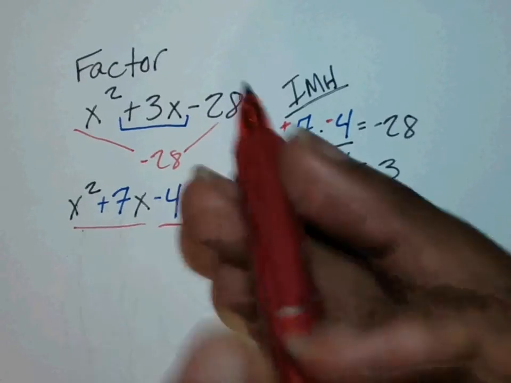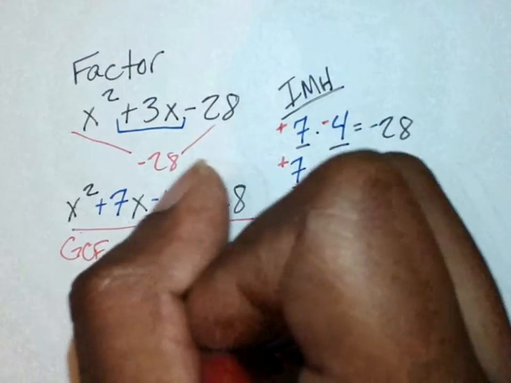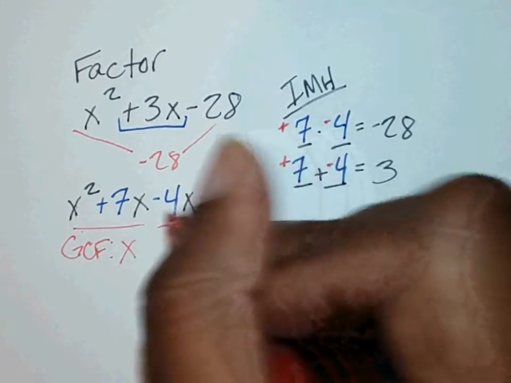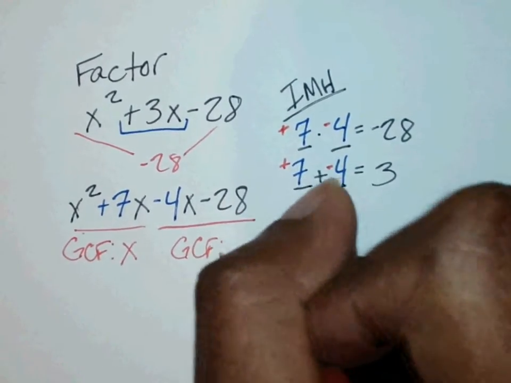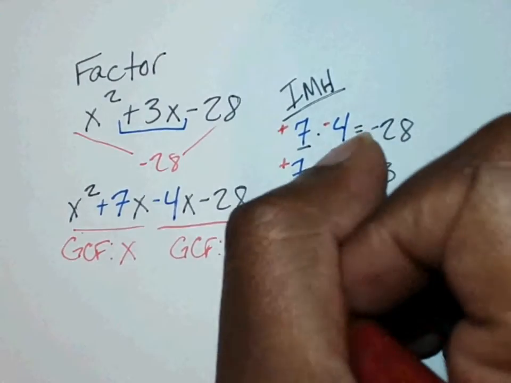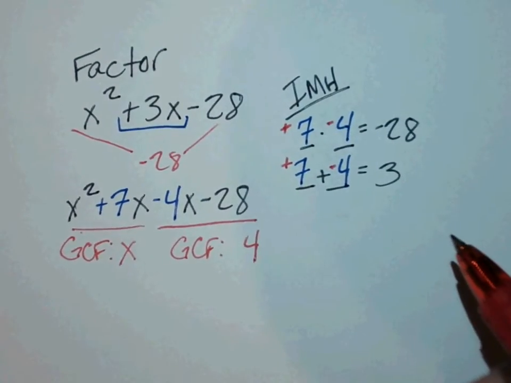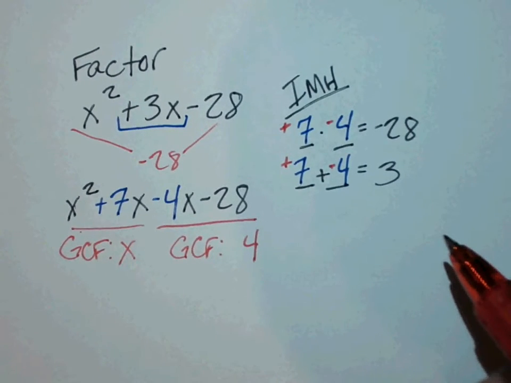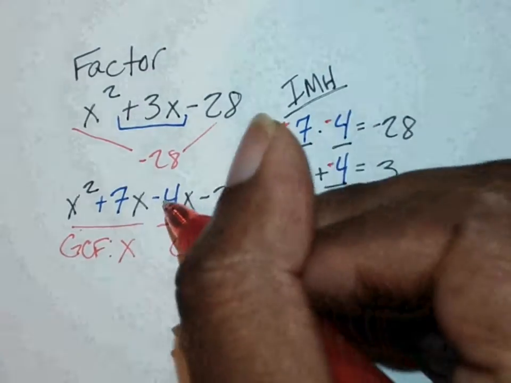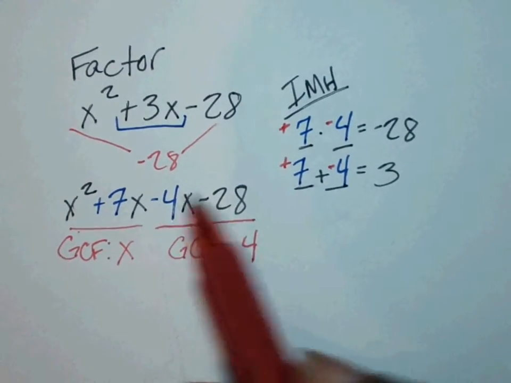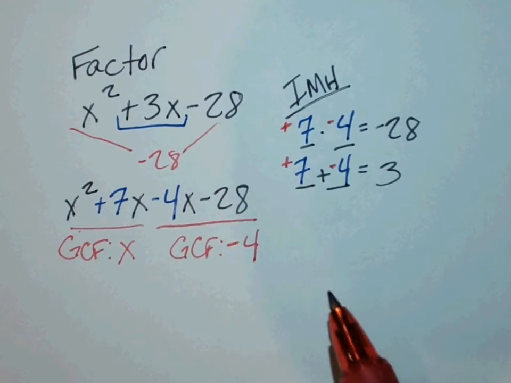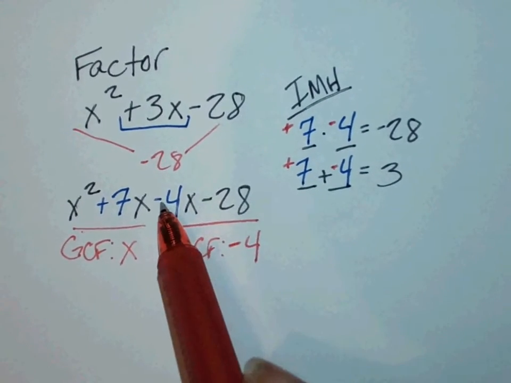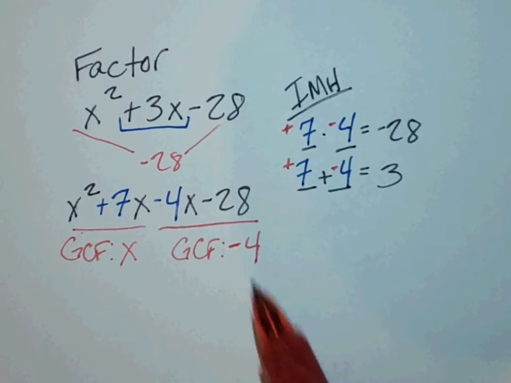I can group the first two and find the GCF of the first two, which in this case, they have an x in common. And I can find the GCF of my second two. In this case, they have a 4 in common. Now, with this 4, it looks like, again, my first term is negative, so my GCF will have a negative 4. If this was a positive, my GCF would be positive. But since this is a negative, my GCF is negative.